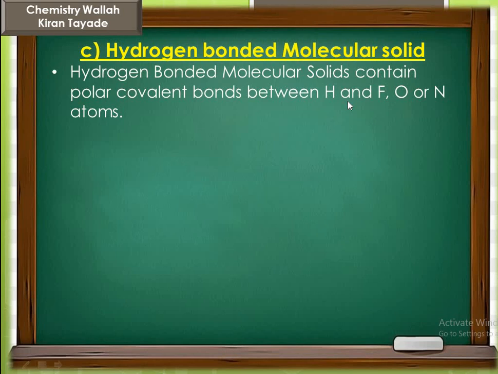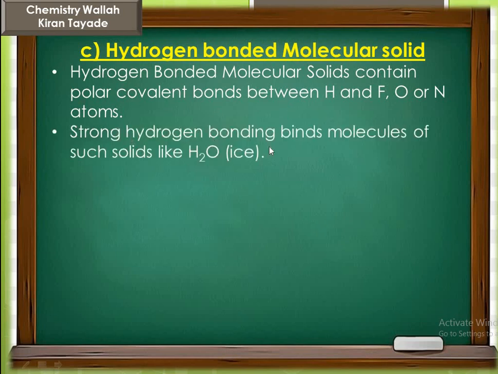So in this molecule there is polarity between the hydrogen and the electronegative atom. So in these solids, a polar covalent bond is present. Strong hydrogen bonding binds the molecules of solids like H2O. In H2O, H is hydrogen and O is the electronegative atom.